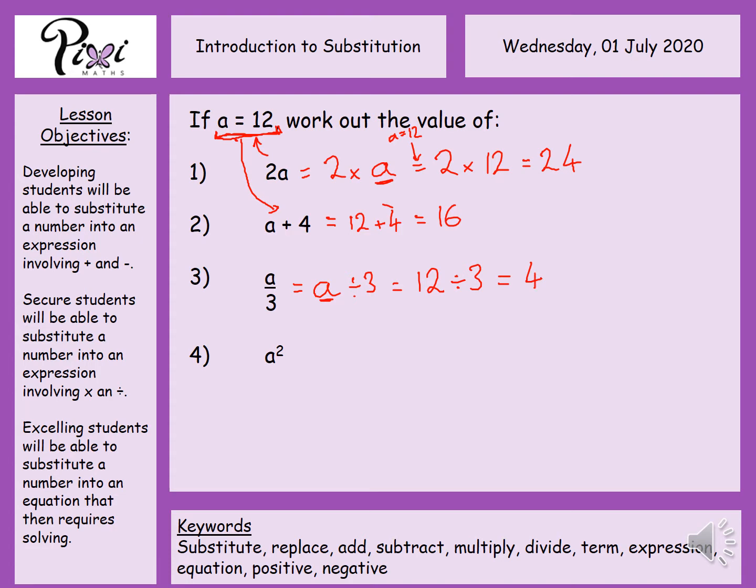Okay, and the last example on this page, we've got a squared. We saw yesterday that that is a times a. So we've got 2 substitutions to do here. We're going to swap out this a and we're going to swap out this a. And we know that a is 12, so we're going to replace these with 12 times 12, which is 144. So we've got our final answer there. When it's squared, that just means it's times by itself. So when it's got the little 2, it is times by itself.